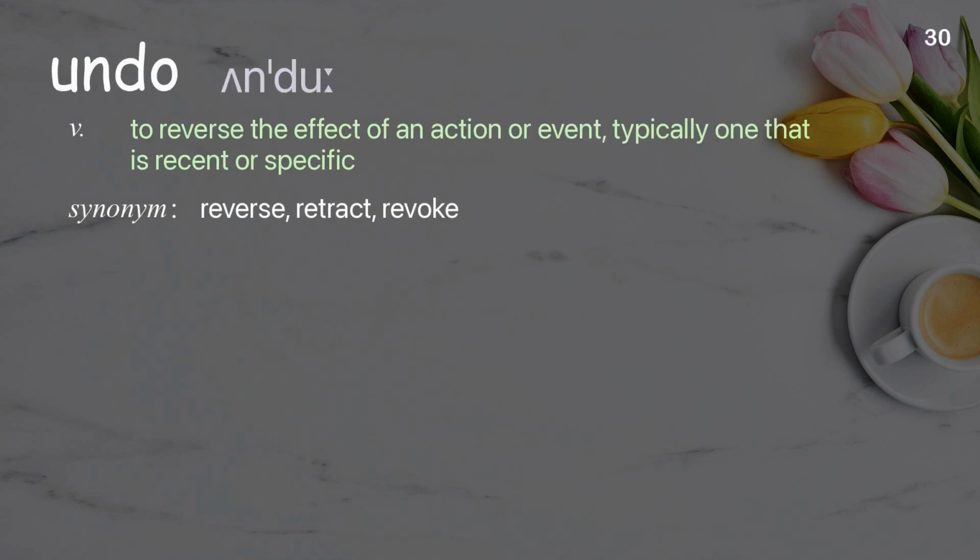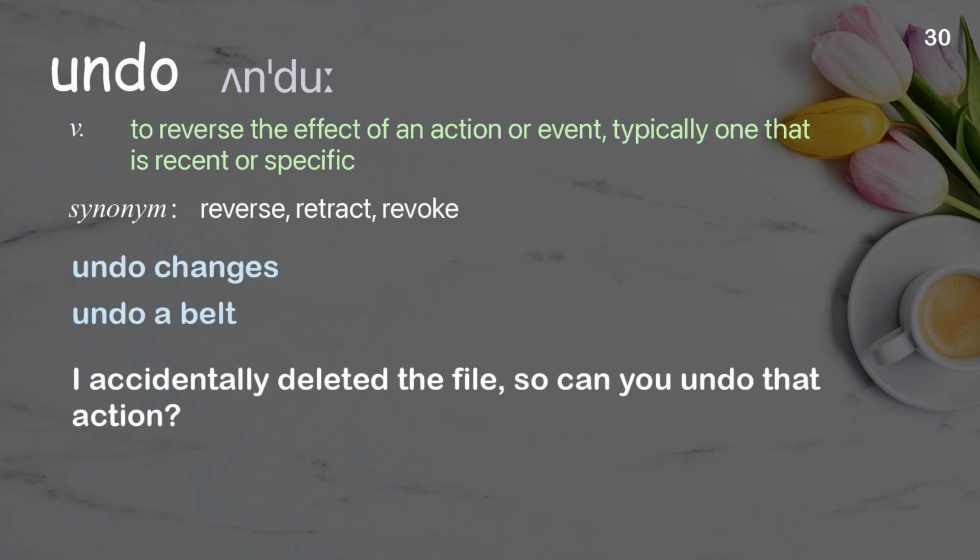Undo. To reverse the effect of an action or event, typically one that is recent or specific. Examples: Undo changes. Undo a belt. I accidentally deleted the file, so can you undo that action?